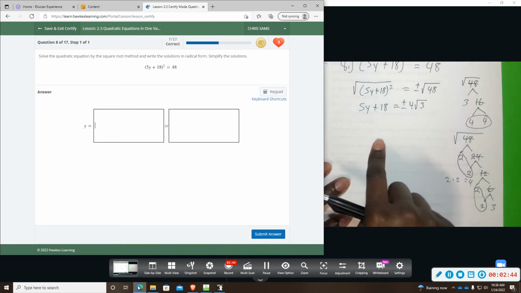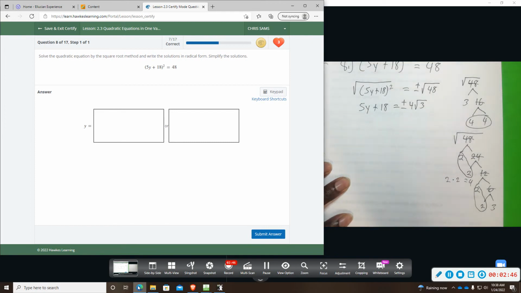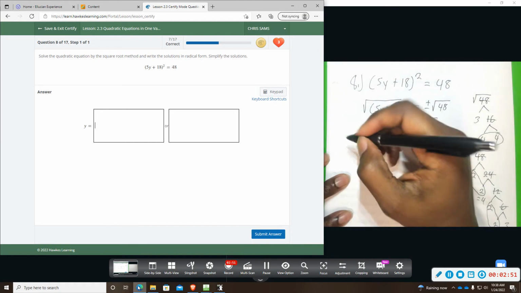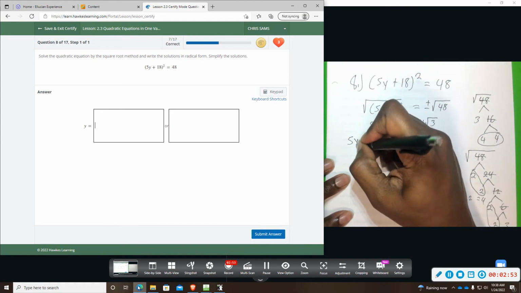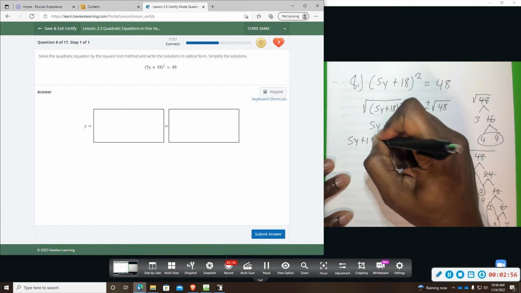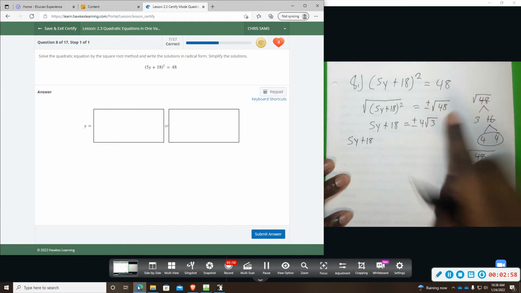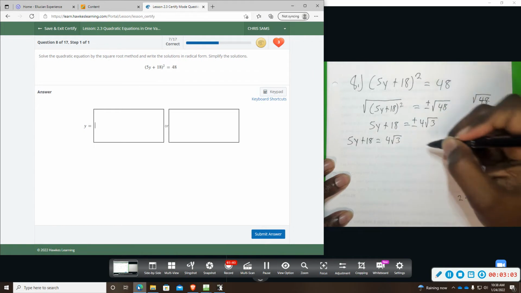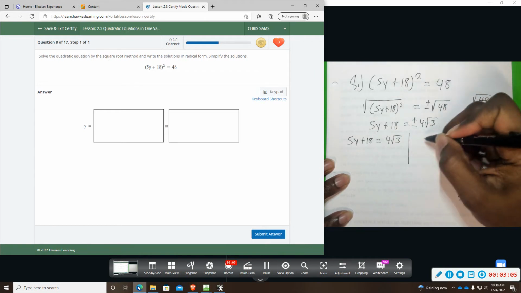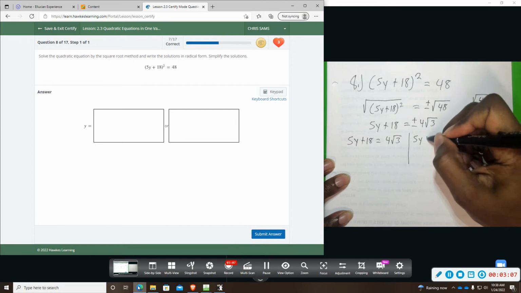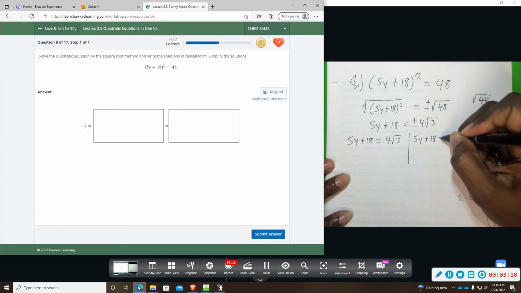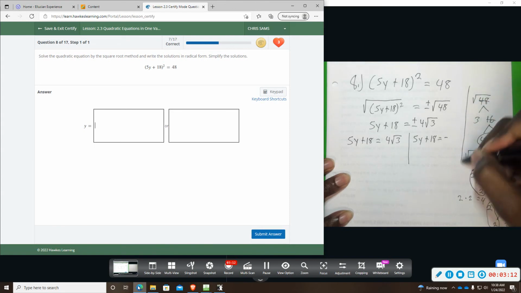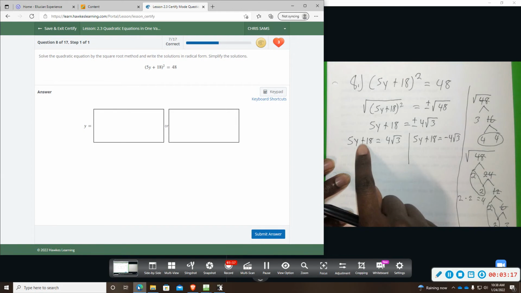Alright, and then from here, we're going to set up our 2 parts to get our answers. We have 5y plus 18. We're going to set it equal to the positive of this. So it's going to be 4 square roots of 3. And then we're going to do the other side, 5y plus 18 equals the negative of it, negative 4 square roots of 3.